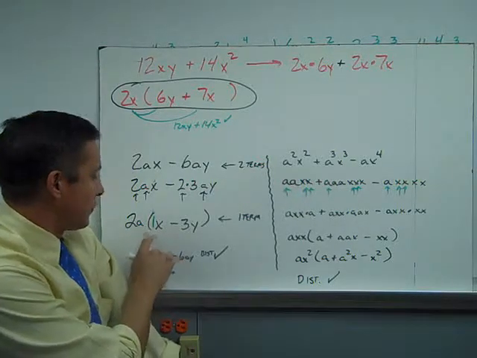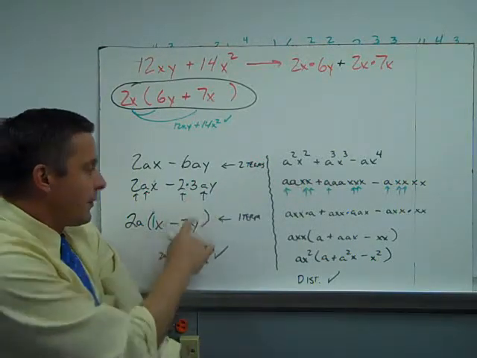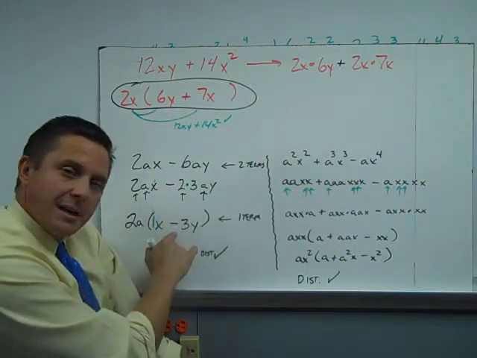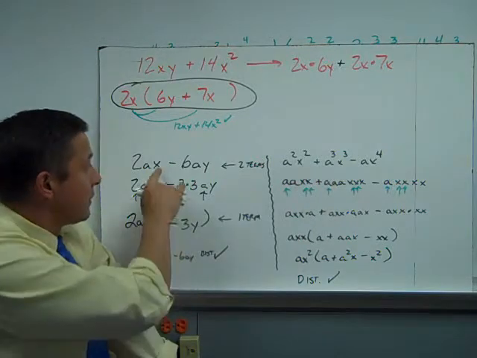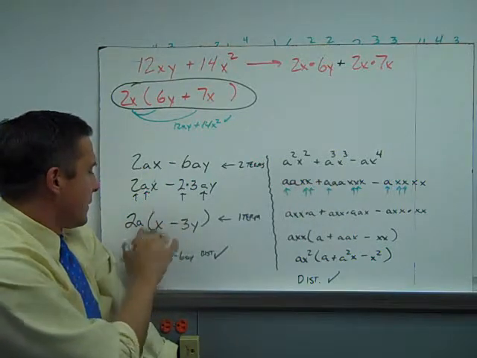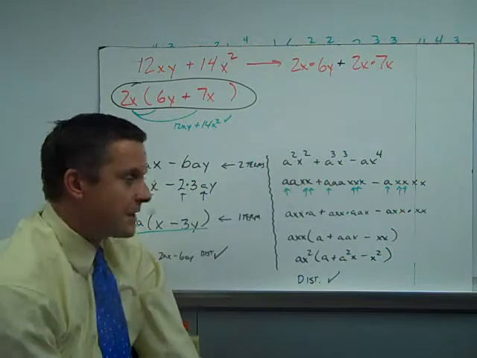But 2 times 1 is still 2. So, and then we pull out, and we're left with the 3y. And the sign has to be negative. And if I distribute, I get 2ax minus 6ay, which is the same. And again, that's my solution.